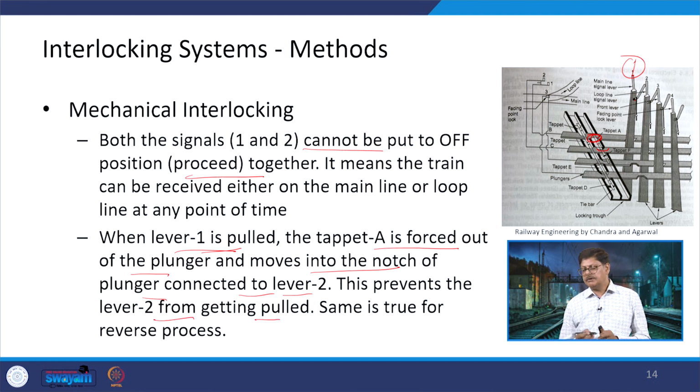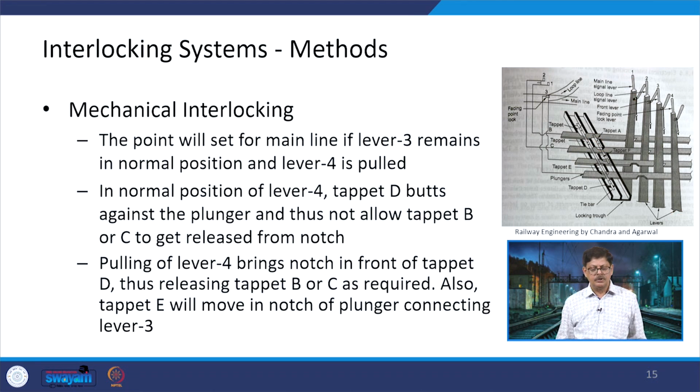And similarly, first of all you have to release the things using lever 3 or 4, because 4 is a locking arrangement system. So, once you release it, then the other way can also be done. The point will be set for the main line if lever 3 remains in normal position and lever 4 is being pulled. Okay, so it means now if you pull lever 4, what will happen? Lever 4 is a locking arrangement.